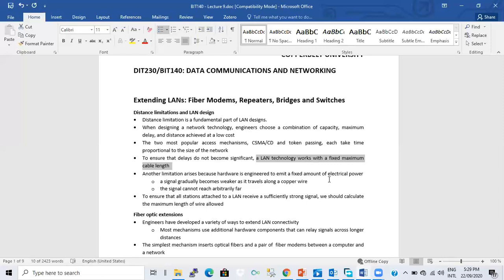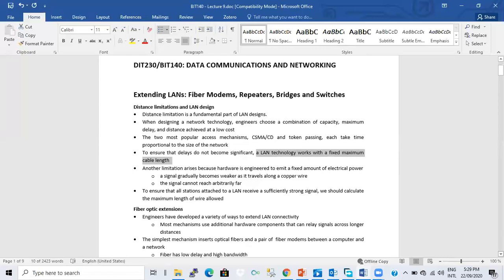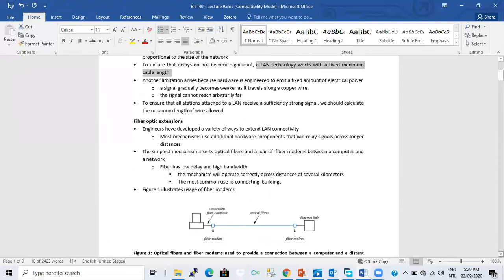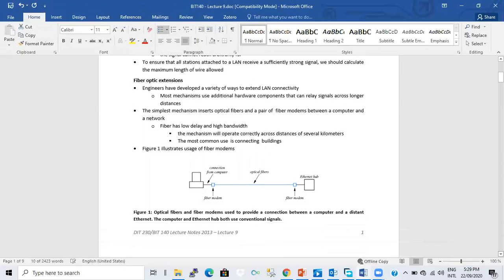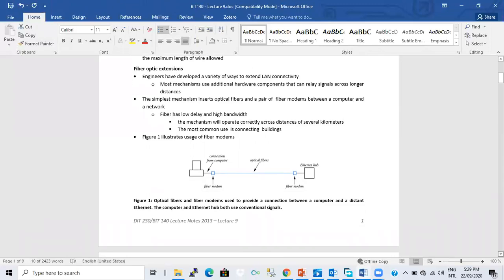Okay, so to ensure that all stations attached to a local area network receive a sufficiently strong signal, we need to calculate the maximum length of every cable. For UTP, the maximum signal length they've said is 100 meters. Remember, we have cables like fiber, we have UTP, we have coaxial. Coaxial, UTP, STP, they use a copper wire. Fiber uses glass, okay?